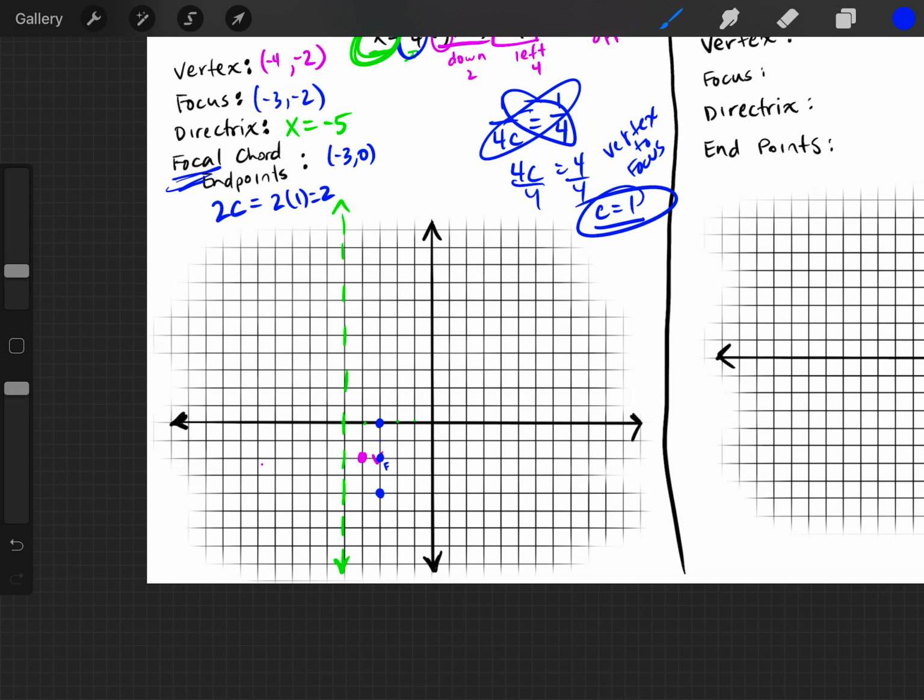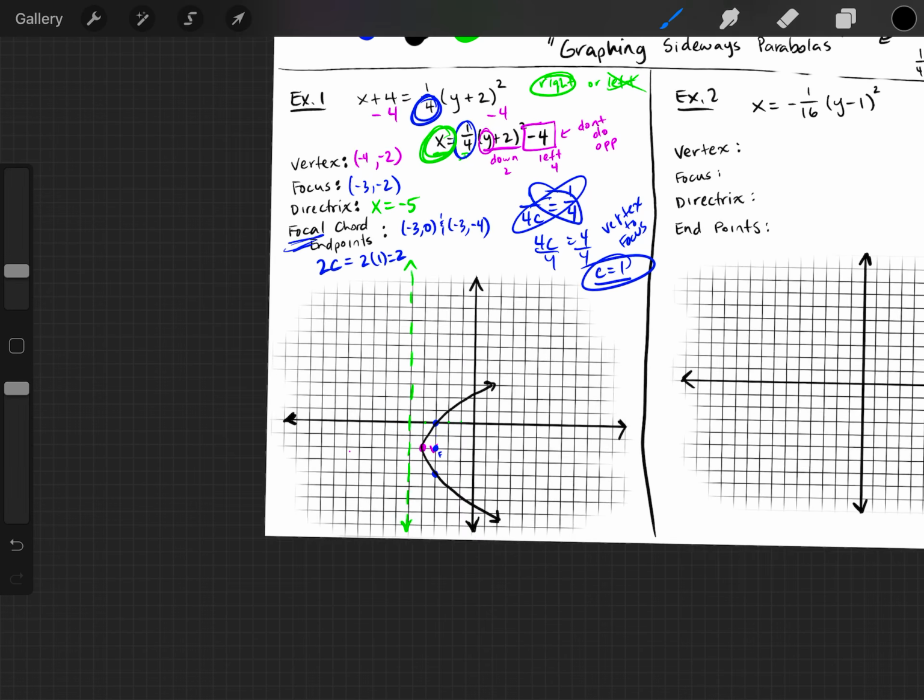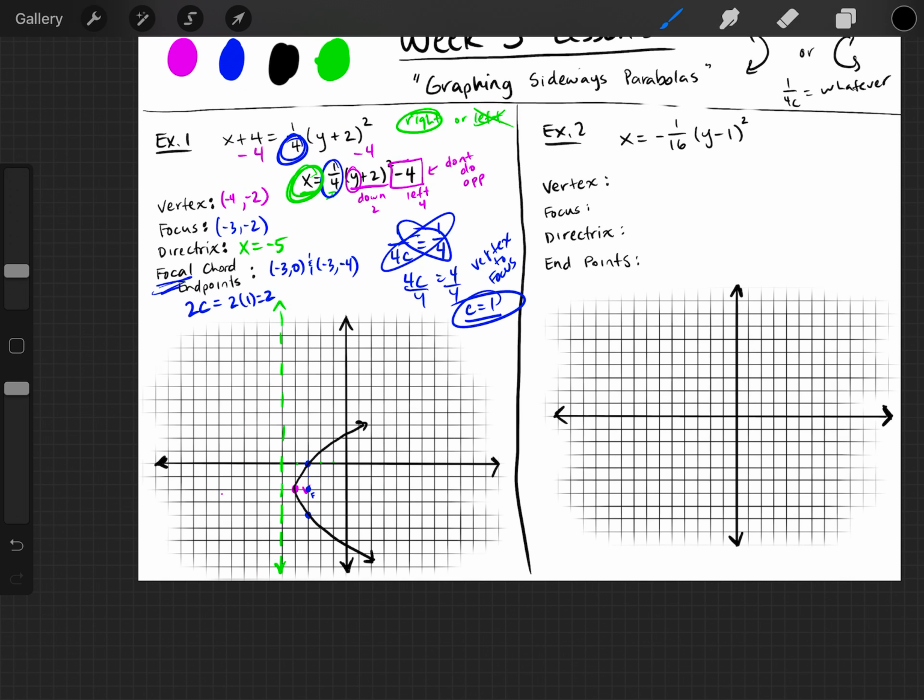That's at -1, 2, -3, 0, and the second one is at -3, -4. Those are your focal chord endpoints. The last thing that we have to do to finish this off is just make our graph. Again, it goes through the vertex out through those focal chord endpoints, and that's kind of what our graph should look like there. Notice how it's opening to the right, but all of these steps were very similar to how we did it for an up or down parabola.